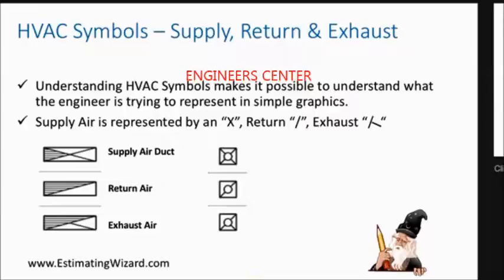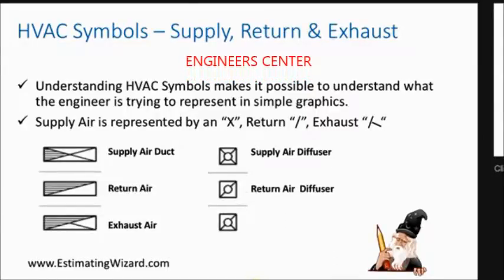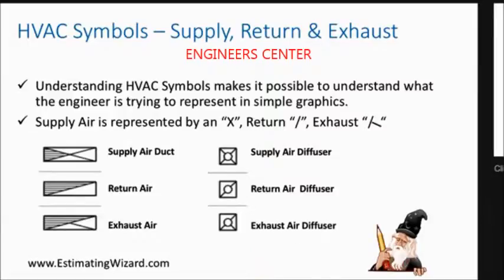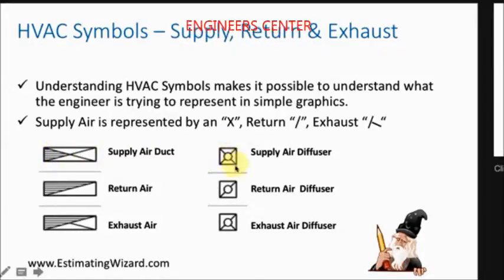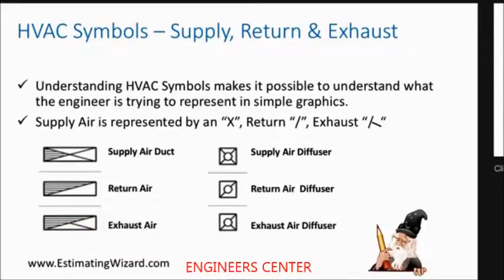And then their diffusers, air diffusers: supply air, return air, and exhaust. So you can see the supply always has an X, whether it's a duct or air distribution. Same with the return, it's going to have one slash, whether it's a duct or a piece of air distribution. Exhaust has a slash like the return, but then it has a little extra leg on the ductwork and on the diffuser.